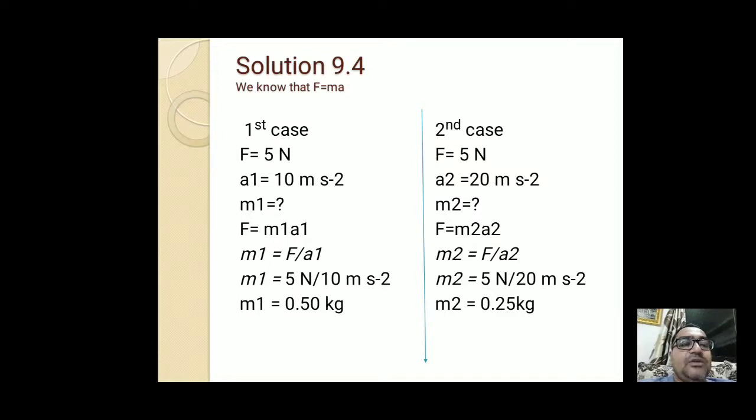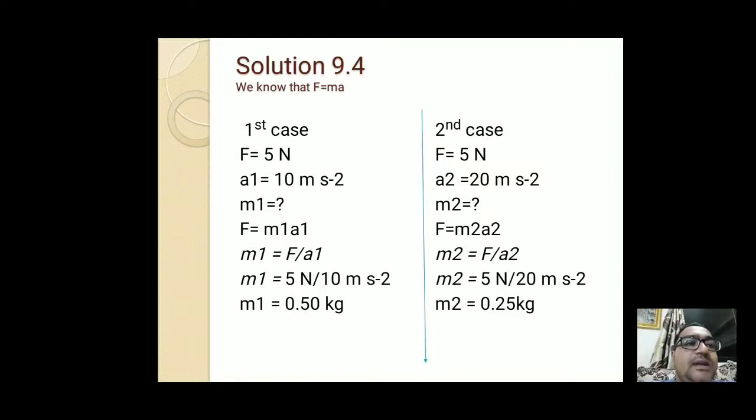So students, let's first calculate the left hand side, the first case. We know that F is equal to ma. So in the first case, F is equal to m1 a1, and we first have to find m1. So m1 is equal to F upon a1. a1 goes in the denominator. Now we keep the values: F is equal to 5 Newton and a1 is equal to 10. When we divide, mass m1 is equal to 0.50 kg. So the m1 answer is 0.50 kg.